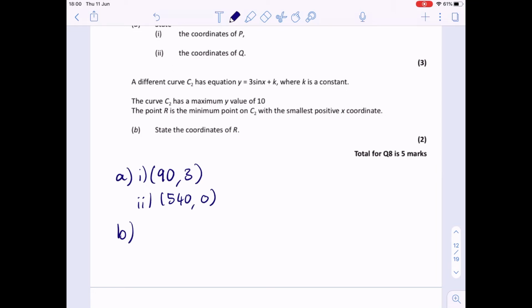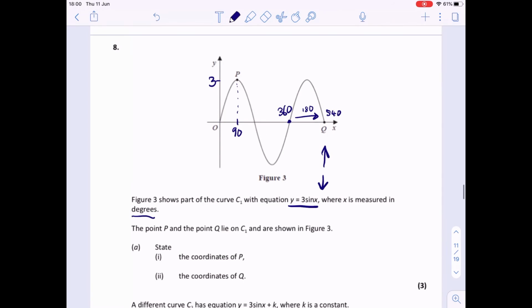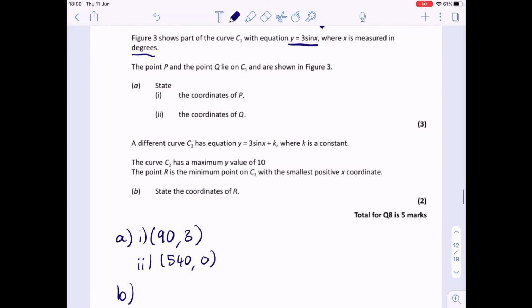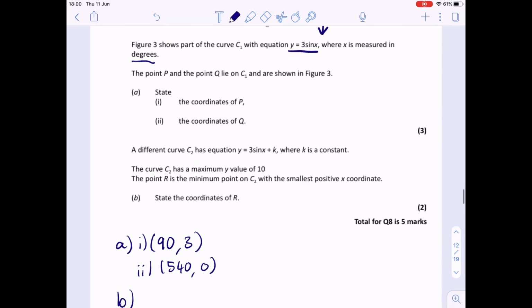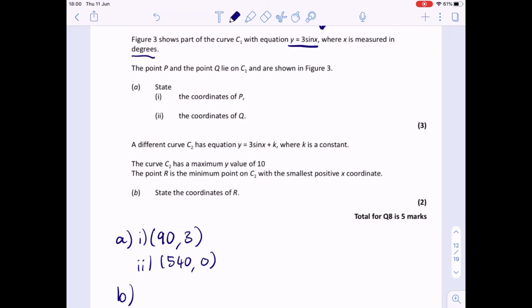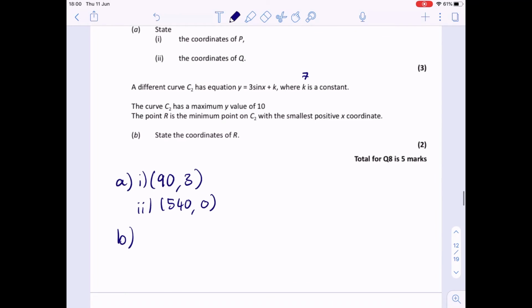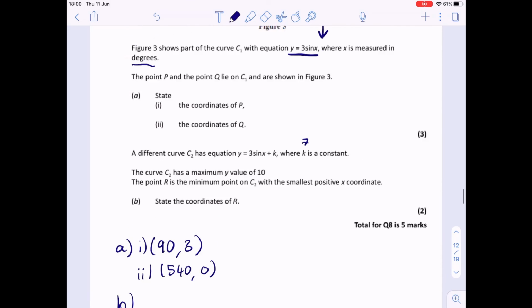And a different curve C2 has the equation y equals 3 sine x plus k. So it's the same as this, but it's shifted up by a value of k. And we're told that the maximum value of y is now 10. So if it's gone up to 10 at the point P here, then this is shifted up 7. Okay? So actually, I know what k is. k is 7.